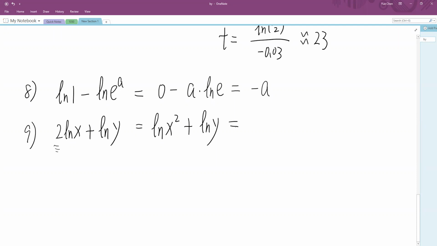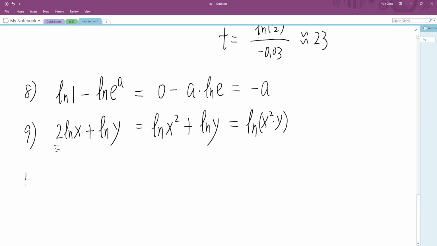So now you can combine these two logarithmic functions, right? Use the properties. So which is natural log of what? x squared times y, not plus y, okay? Yeah, times y. So be careful. So this is this problem.